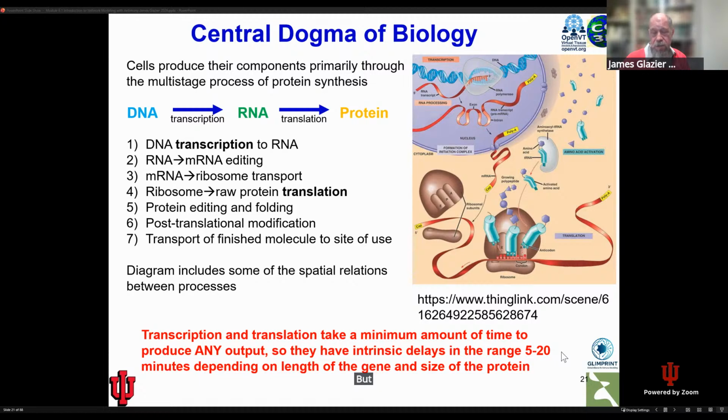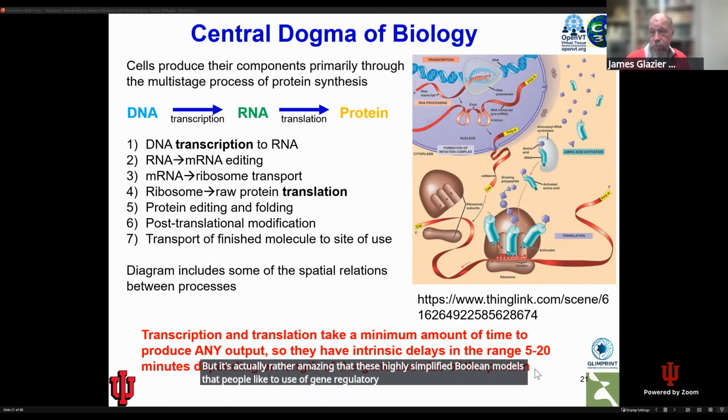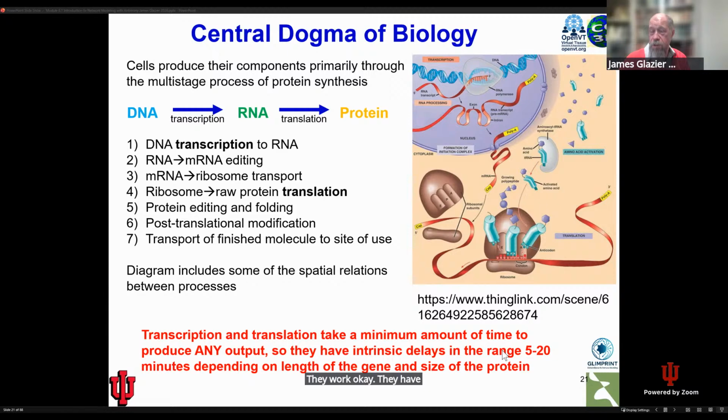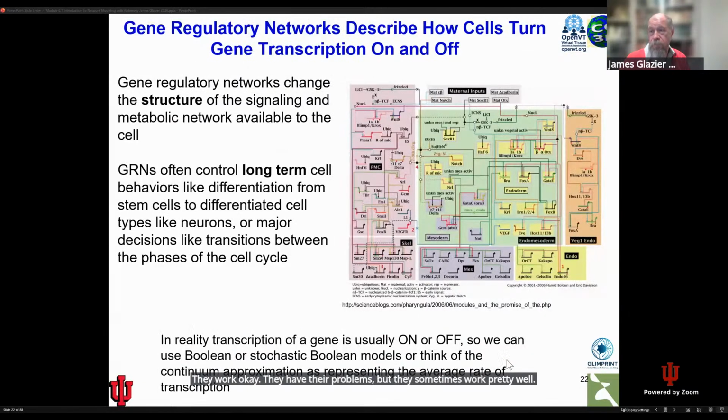But it's actually rather amazing that these highly simplified Boolean models that people like to use of gene regulatory networks actually work. They work okay. They have their problems, but they sometimes work pretty well. You will see diagrams like this that try to represent gene regulation as if it were an integrated circuit. In fact, the way signals combine is not anywhere near as simple as it looks in this diagram. However, it is true that transcription of a gene is usually either on or off. And so at a simple level, transcription can be thought of as Boolean, although the switching between on and off states means that you can have graded expression.